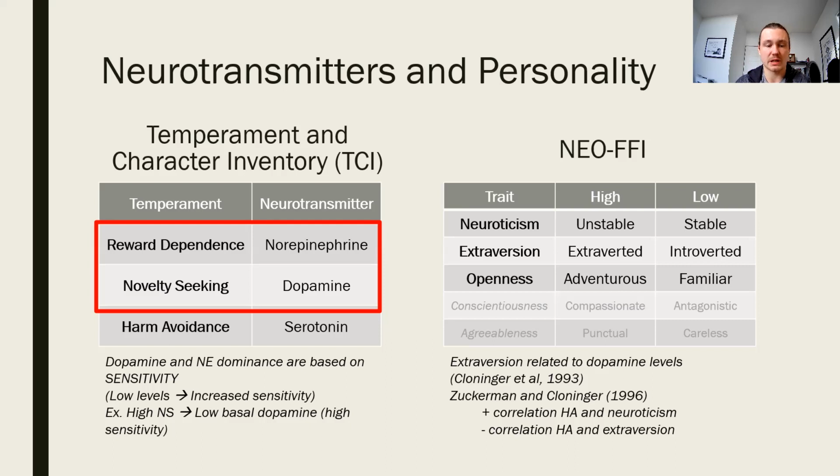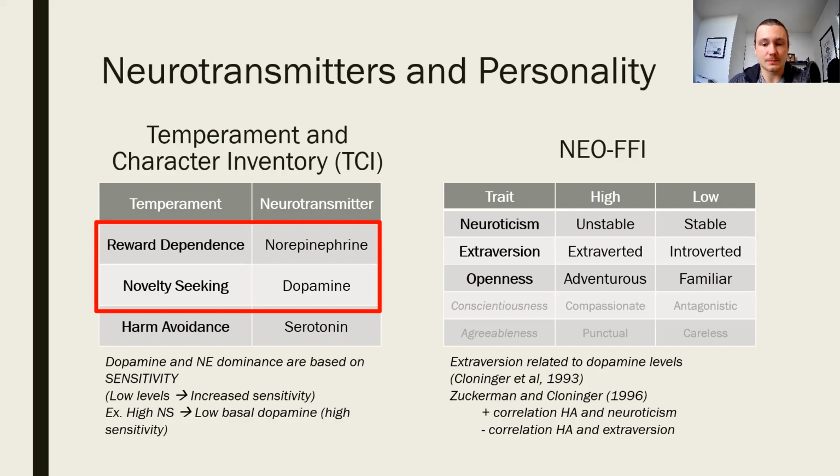So again, I just want to reiterate that there are low basal neurotransmitter levels for both of these systems, which causes an increase in sensitivity to increases in these neurotransmitters. So what's characterized as high reward dependence or high novelty seeking is actually a result of increases of both of these neurotransmitters. Due to the increase in sensitivity, there's a large effect of these neurotransmitters as soon as they're increased slightly, which eventually leads to the behaviors characterized by reward dependence and novelty seeking.